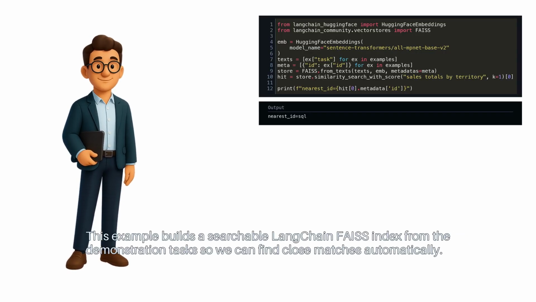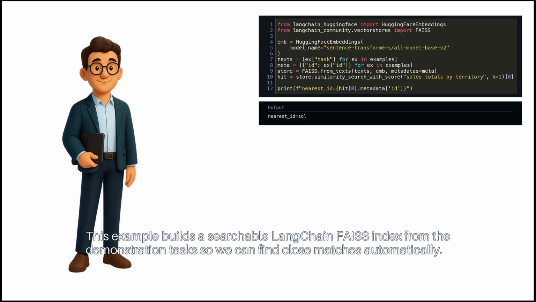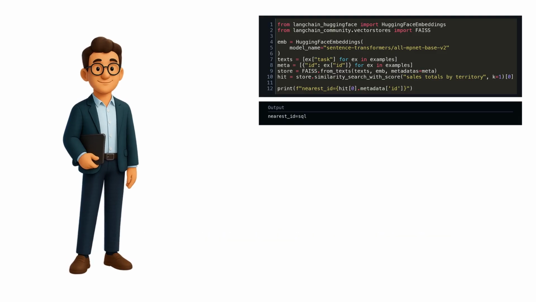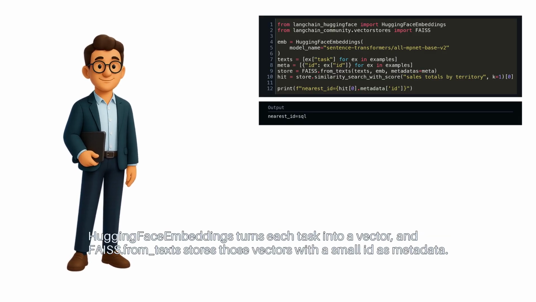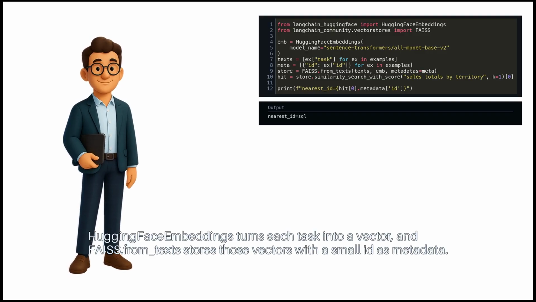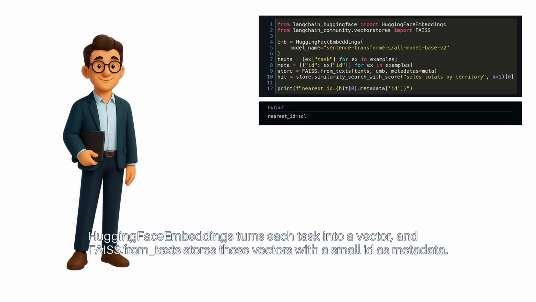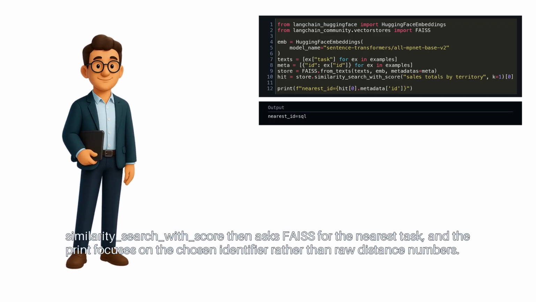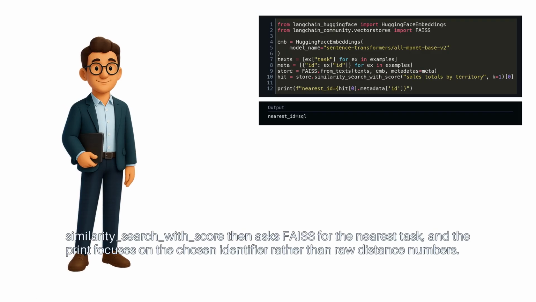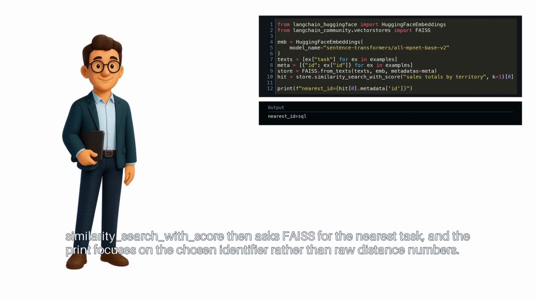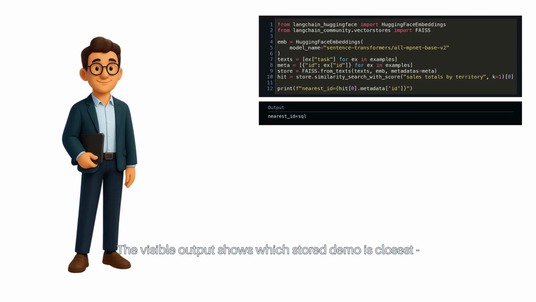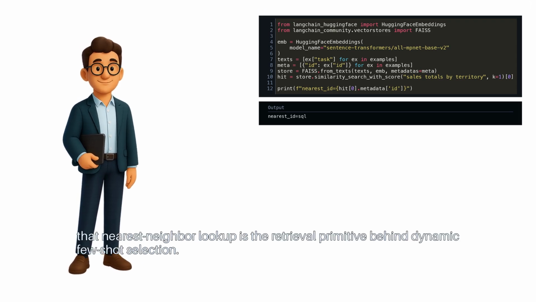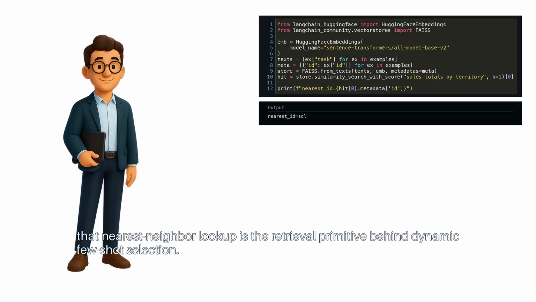This example builds a searchable LangChain FAISS index from the demonstration tasks, so we can find close matches automatically. HuggingFaceEmbeddings turns each task into a vector, and FAISS.from_texts stores those vectors with a small ID as metadata. Similarity search with score then asks FAISS for the nearest task, and the print focuses on the chosen identifier rather than raw distance numbers. The visible output shows which stored demo is closest. That nearest neighbor lookup is the retrieval primitive behind dynamic few-shot selection.